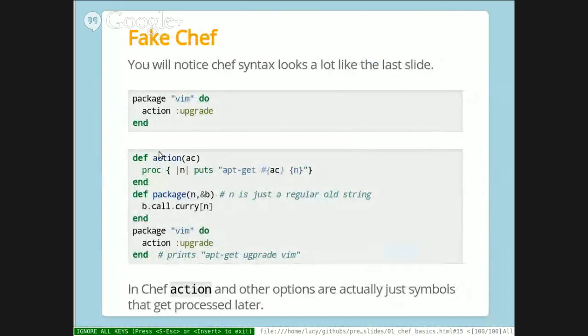So Chef actually does have its own syntax. However, you can just write Ruby and it will do Chef things. So this is an example of Chef syntax. This package vim do is saying, I want you to upgrade the vim package. That's pretty clear, right? Here is a little bit more verbose way of doing pretty much the same thing. So it's saying, I want you to print apt get.